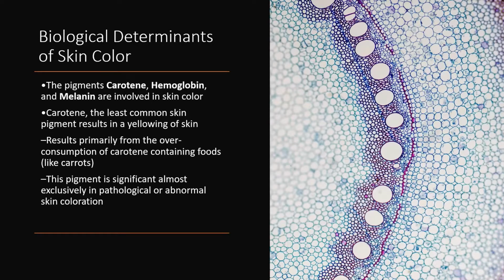Carotene is the least common skin pigment which results in yellowish color of the skin, and it results primarily from the overconsumption of carotene-containing food. For example, carotene is present in large amounts in carrots. The pigment is significant almost exclusively in pathological or abnormal skin coloration.